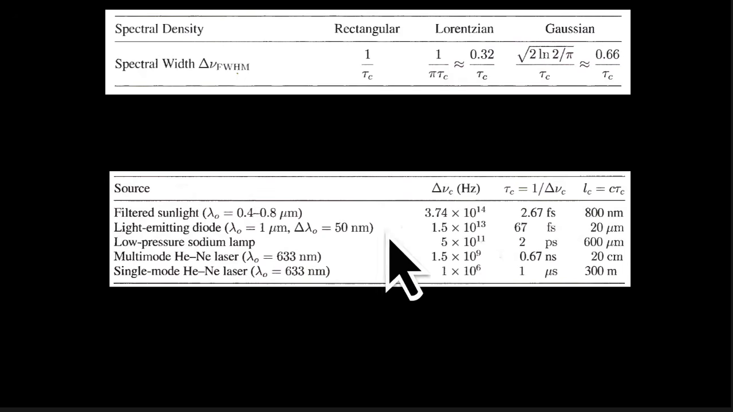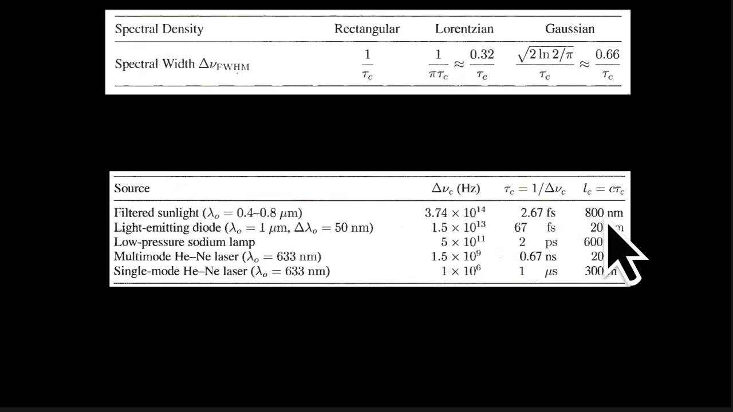Take the example of light emitting diodes. It would actually have 67 femtoseconds, 20 microns LC. But as you go to laser sources, for example, single mode helium neon laser, you can see that the tau c value is 1 microsecond. Contrast that to 2.67 femtosecond. It's a very large difference. And the coherence length, which was 800 nanometer for sunlight, has now come to 300 meters. You can just look at this. This is a 9 orders of magnitude shift.